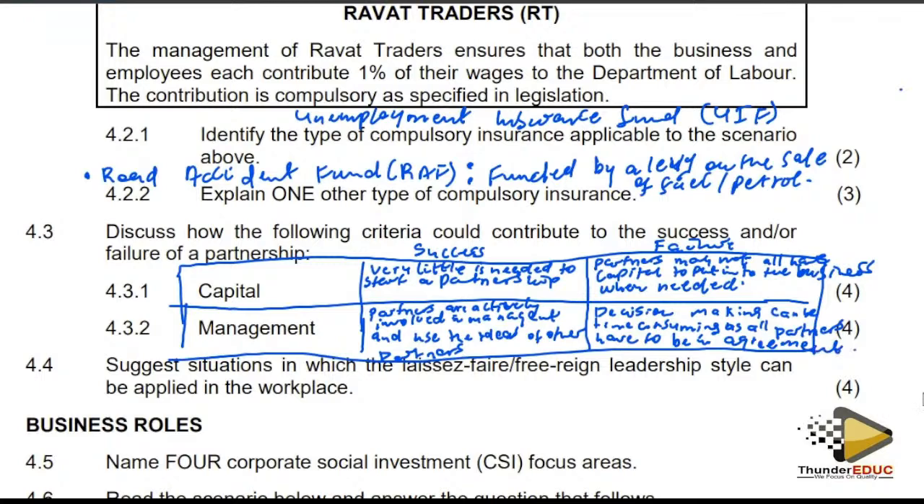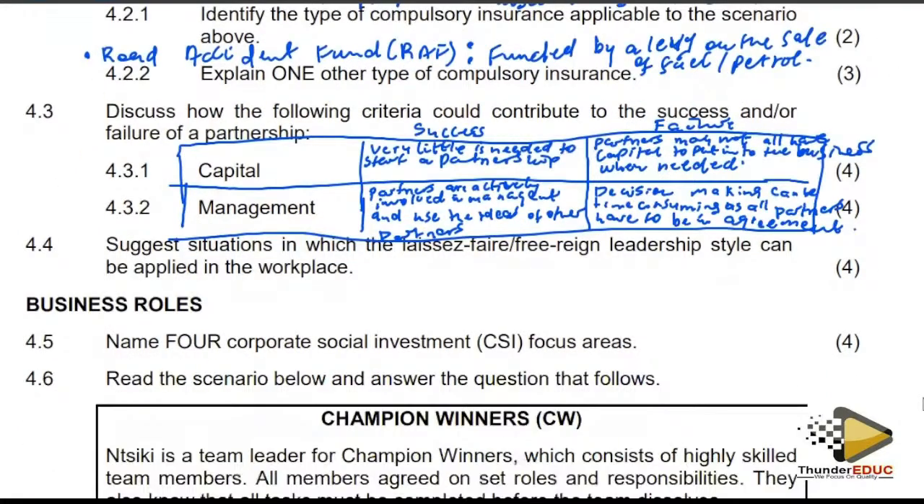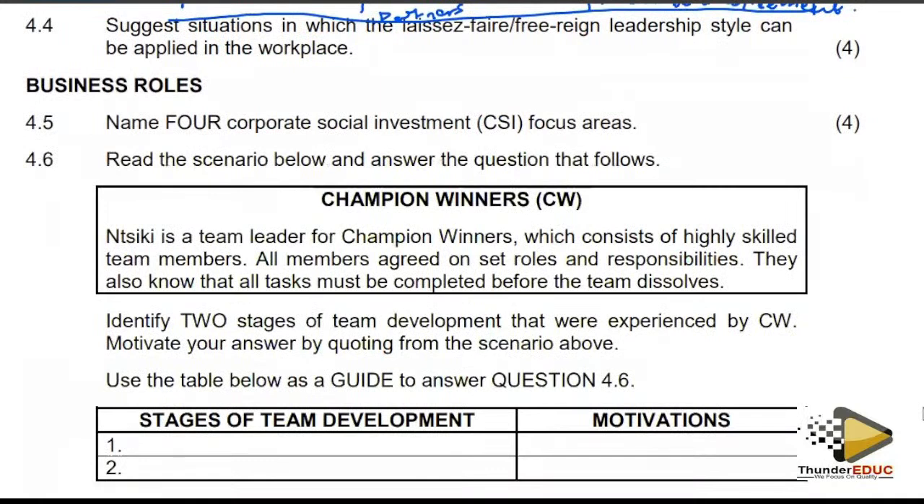Okay, right, good. Now we have landed in question 4.4. 4.4 is as follows: identify situations in which the laissez-faire leadership style can be applied in the workplace. It can be applied when the leader is very busy and delegation of tasks will increase productivity. Also, team members need to improve or develop leadership skills.